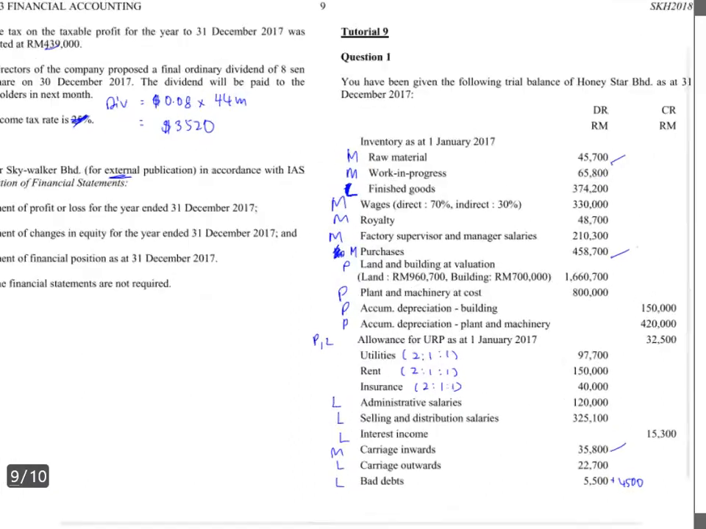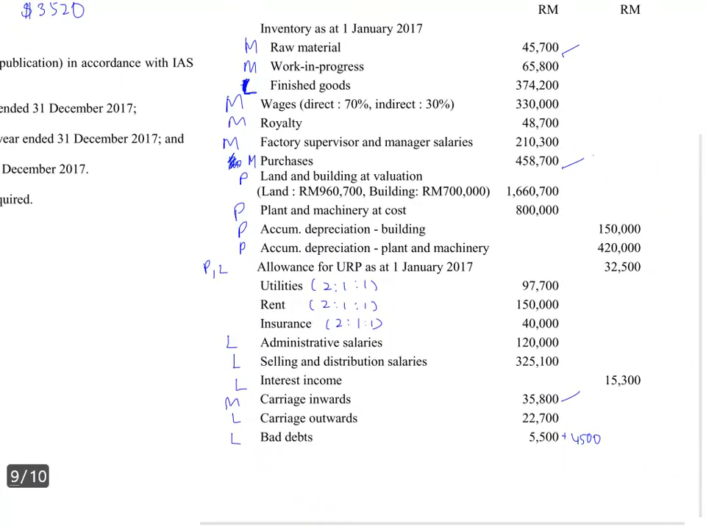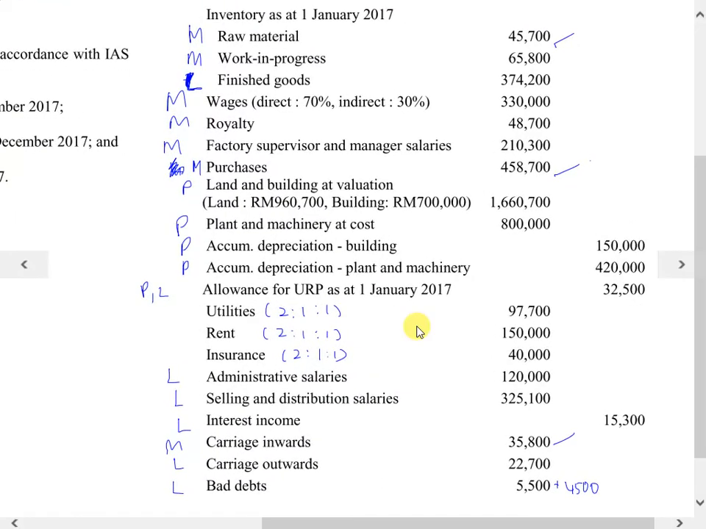So after raw material will be our direct labor. So direct wages, how much? Direct wages will be 70% direct worker. The other one is indirect worker. So 70% go to direct wages, 30% go to overhead. Okay. Overhead, manufacturing overhead. We also have here factory supervisor, factory overhead.